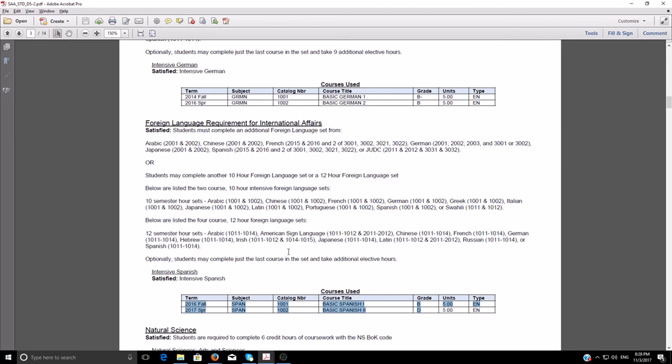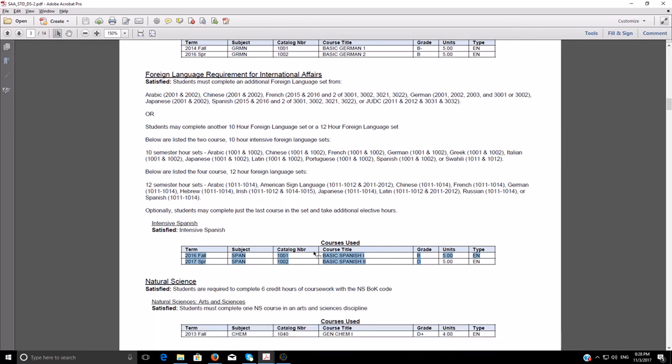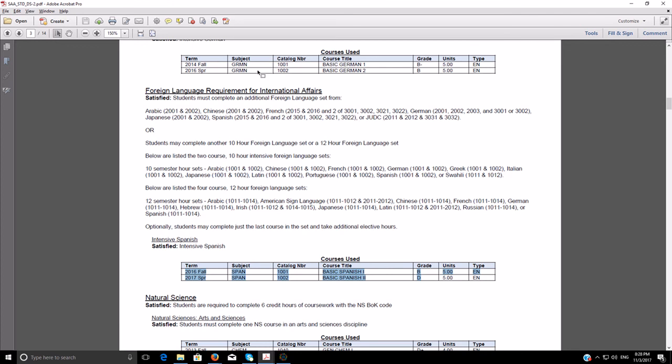Also, if students have already had a mastery in one of the languages, let's say Spanish, and they want to continue upper level foreign language, then they can continue with Spanish, but they can also switch and take coursework in a second language. In this case, for example, that would be German.